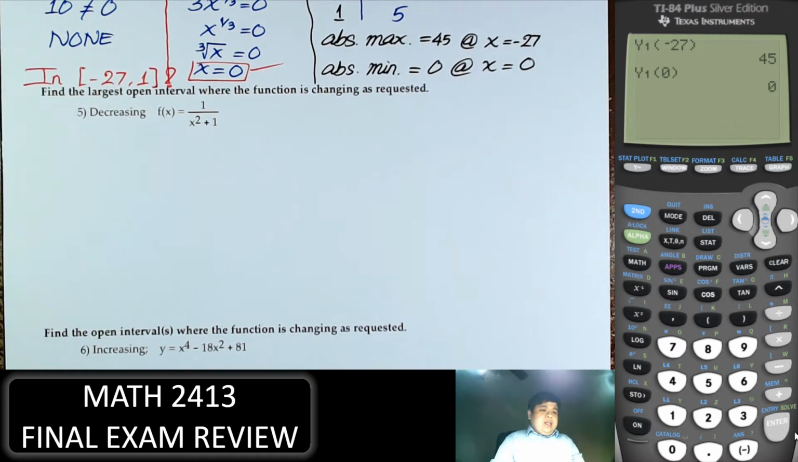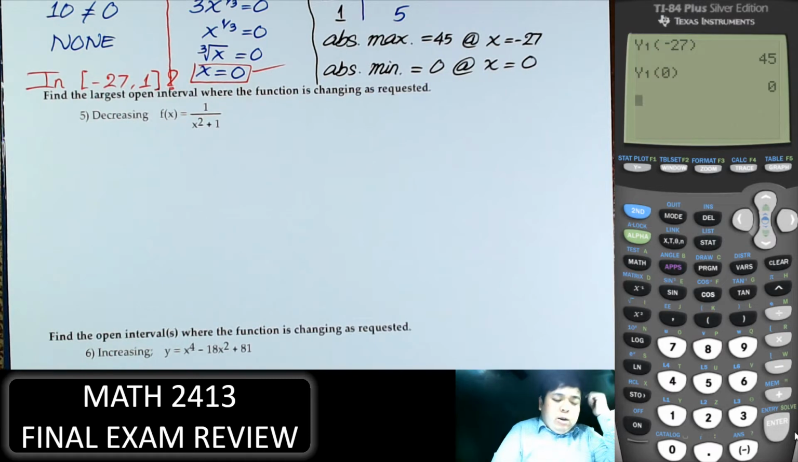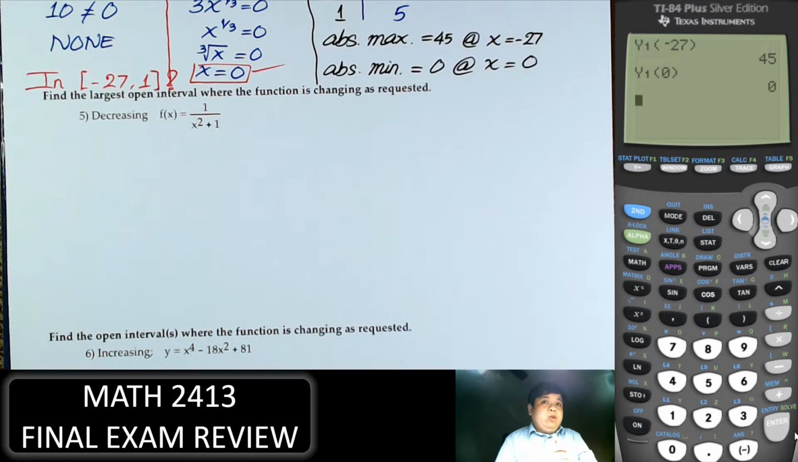Alright, next, this problem, we have the same concept. The largest interval where the function is changing as requested, we want decreasing. So whether it's increasing or decreasing, we need to find the derivative. When the derivative is positive, the function is increasing. When the derivative is negative, the function is decreasing. So we will find the derivative.